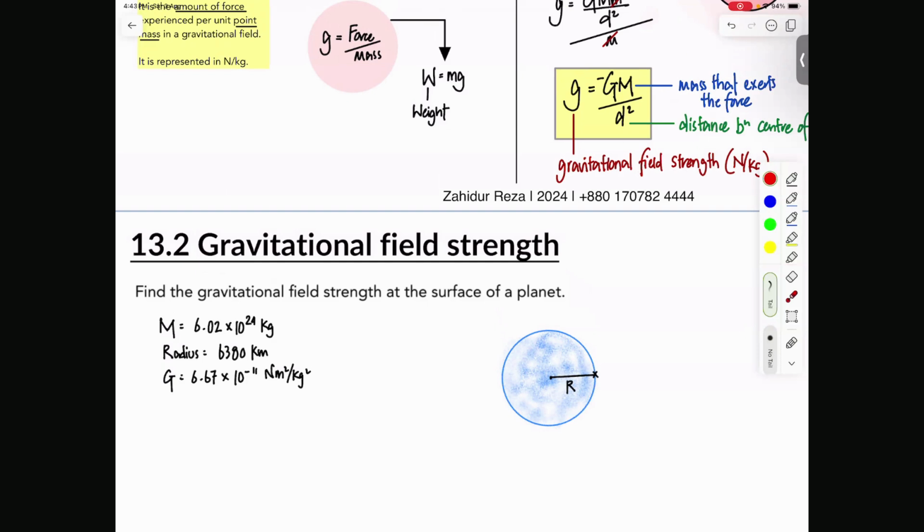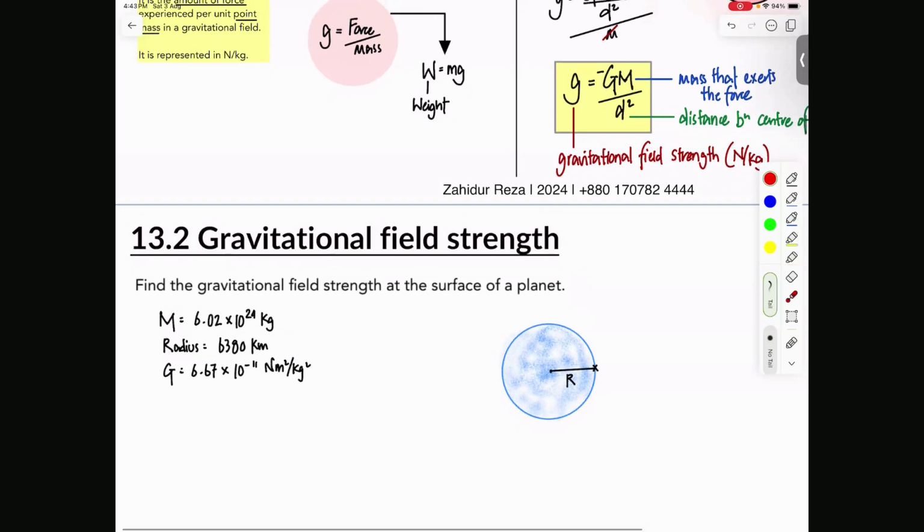So yeah, can you find the gravitational field strength at the surface of this planet? A planet's surface. And এটা একটু বের করো, 140 kilometers above the surface কত আসে? That's the second question.